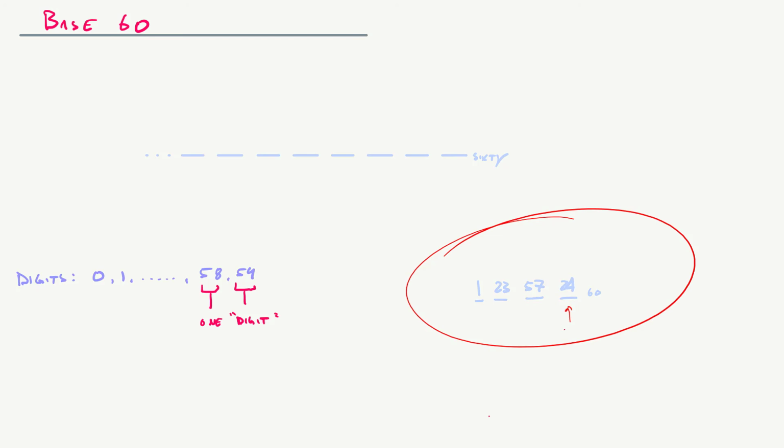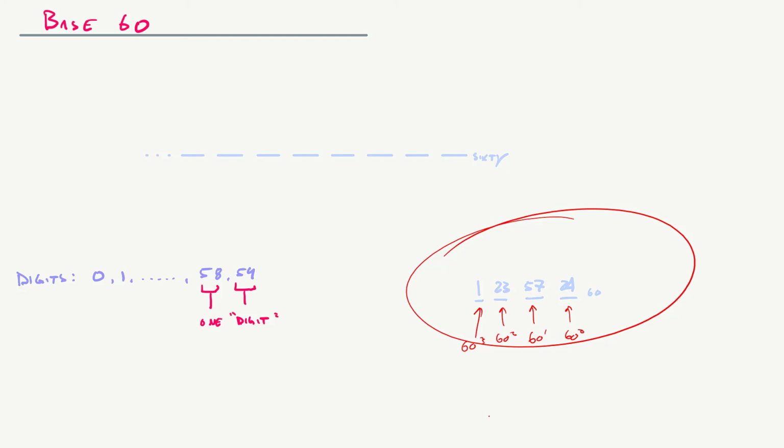So this is your 60 to the 0. That's your units. This is your 60 to the first. This is your 60 squared position. This is your 60 cubed position. That's the worst 3 I've ever drawn in my life. But there you go. Okay.